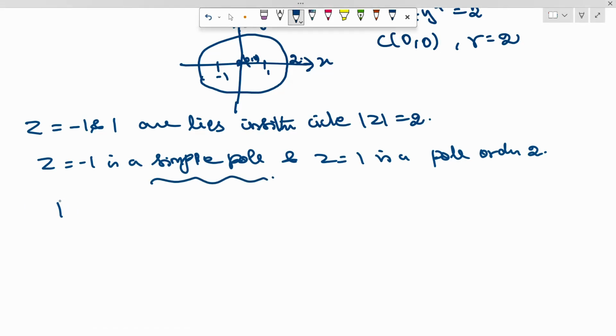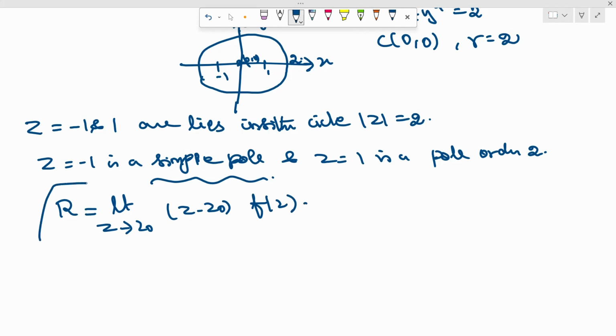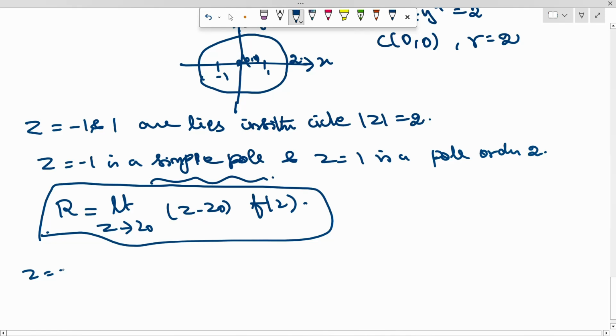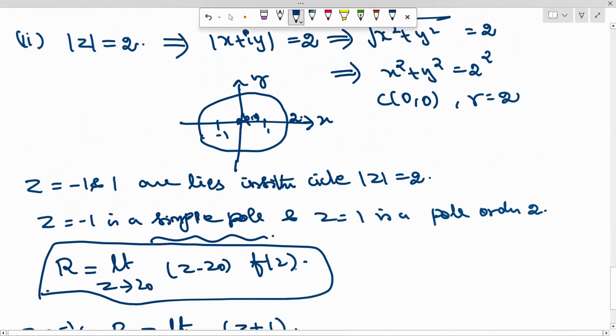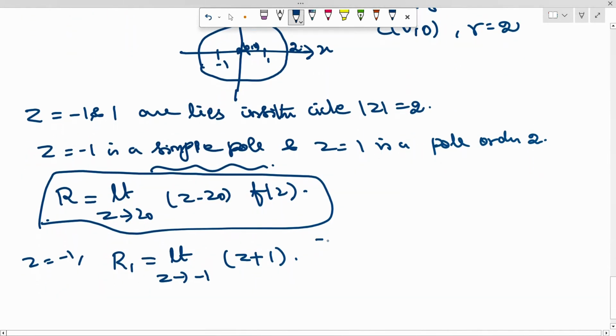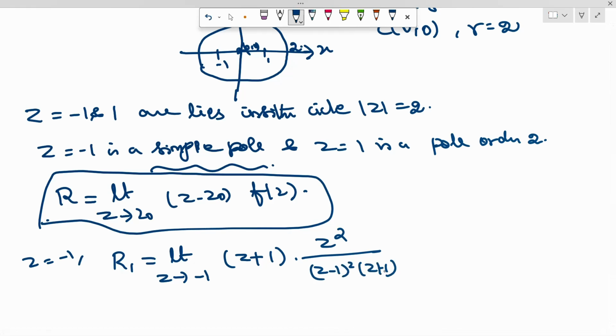We know the simple pole residue formula, which is r is equal to limit z tends to z0 of (z minus z0) into f of z. You should remember the simple pole residue formula. Now take z is equal to -1, then calculate r1. R1 is limit z tends to -1, z minus of -1 will be z plus 1, into f of z. The given f of z is z square by (z minus 1) whole squared into (z plus 1).